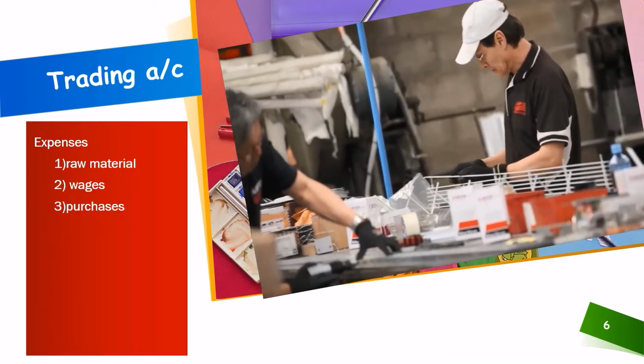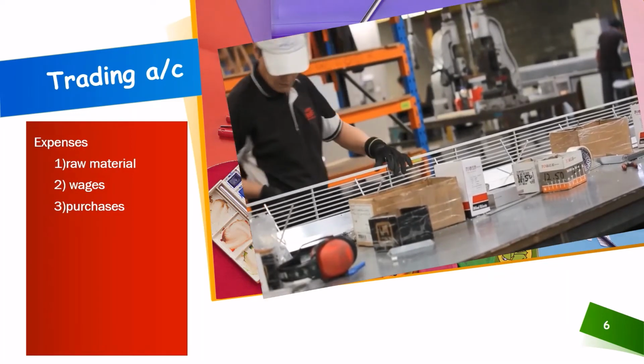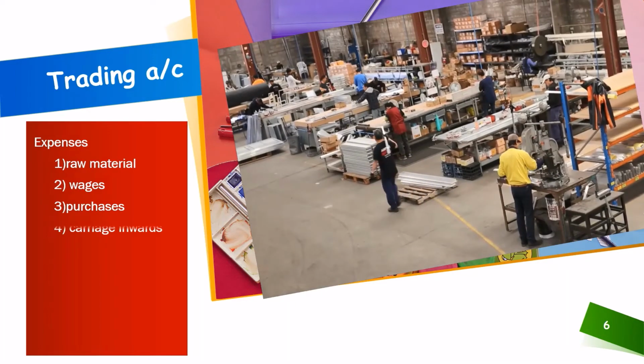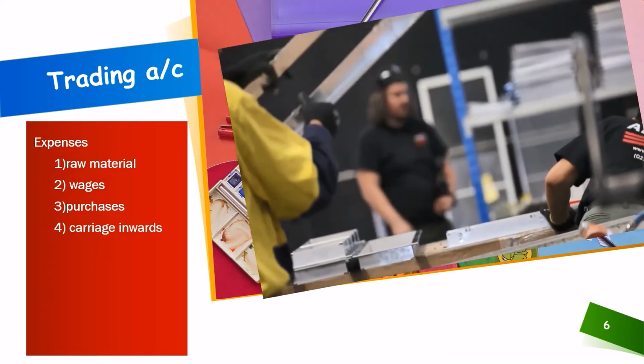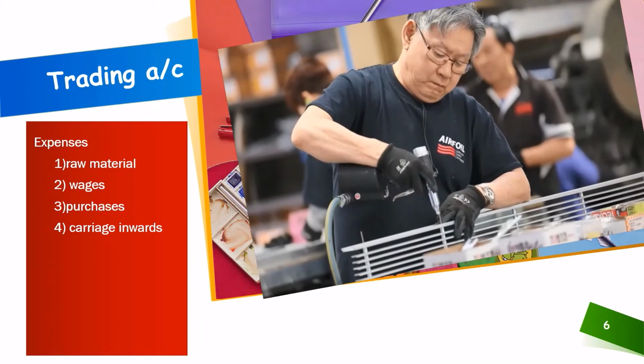And third, they want to purchase some related products or goods. And fourth, it's carriage inwards, which is nothing but transportation charges. And fifth, electricity bill expenses, water expenses and workspace rent expenses. All these expenses are related to the manufacturing unit.